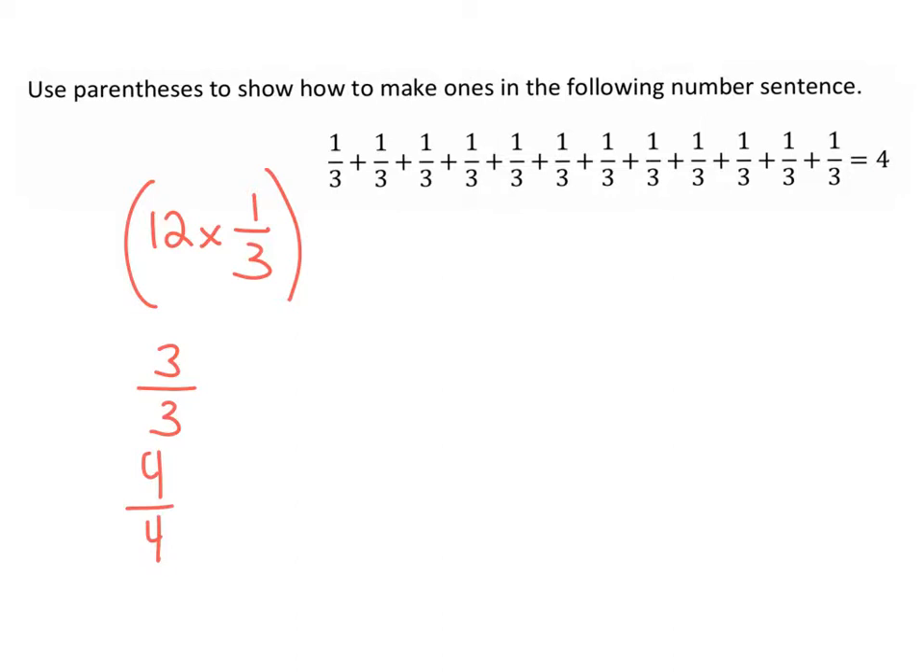Well, we're going to use parentheses to break this up. And we want to see 3/3 because that would bring a whole. So right here, that's a whole because 1/3 plus 1/3 plus 1/3 equals 3/3.